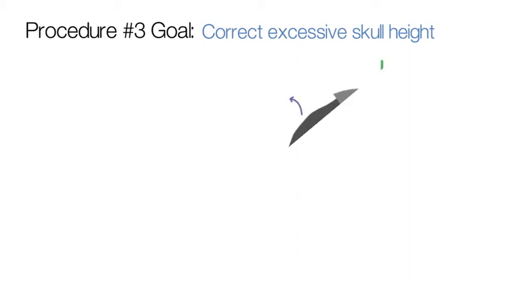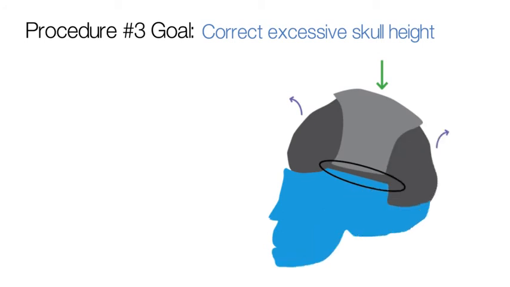This third example shows a procedure that may be used to correct excessive skull height in children with lambdoid synostosis. First, drawing our attention to the diagram, the child's face is indicated in blue, the skull is shown in light gray, and the areas of the bone that were briefly removed for reshaping can be seen in dark gray.